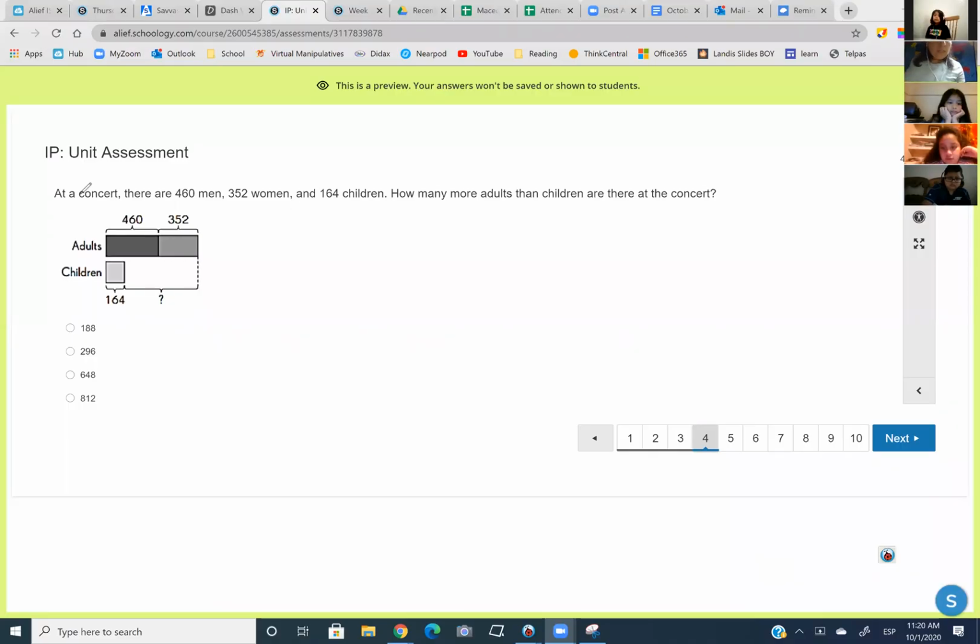So let me, now this time it says that at a concert, there are 460 men, 352 women, and 162 children. And I need to know how many more adults than children are at the concert. So, because I'm talking about how many more than, remember, this is comparing. How many more than? That means at one point we need to subtract.